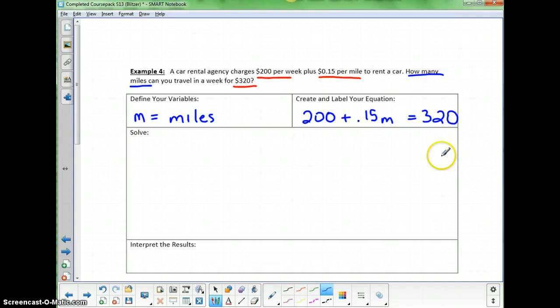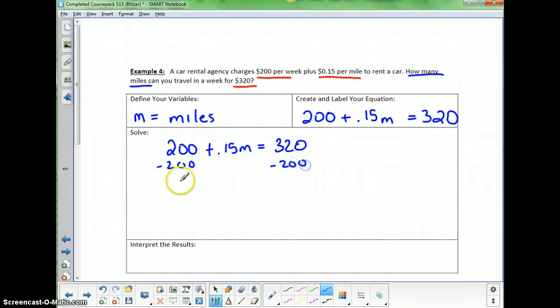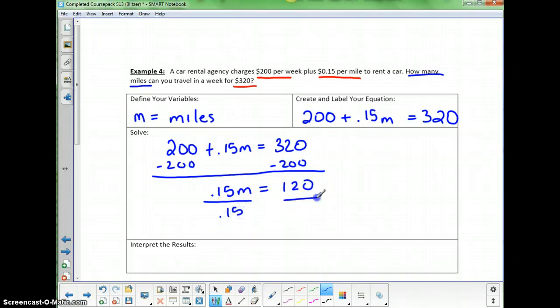You can kind of hear how I built that up. I knew I was going to have $200 anyway. And then the part that depends on the miles, with the variable here, is at 15 cents per mile. Now I need to solve. So 200 plus 0.15m equals 320. When I want to solve for m, the first thing I need to do is subtract off the 200. So I get 0.15m equals 120. And then we'll divide both sides by 0.15.